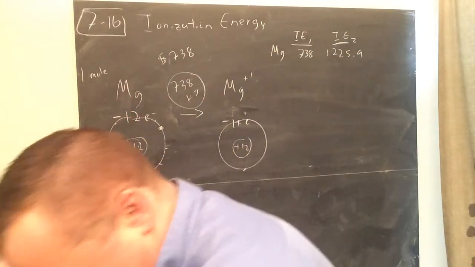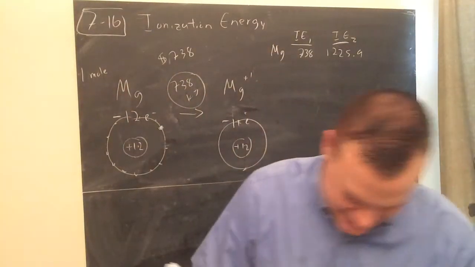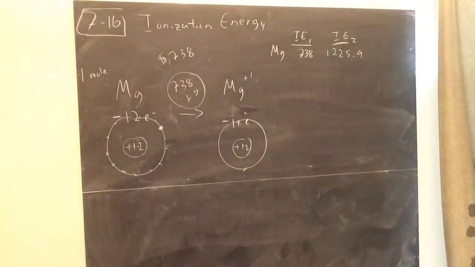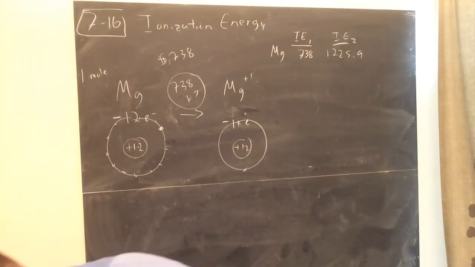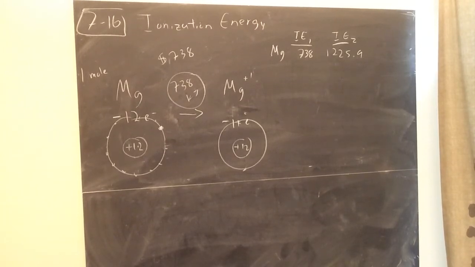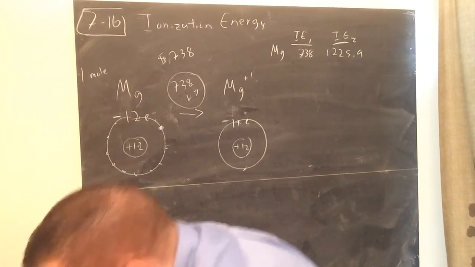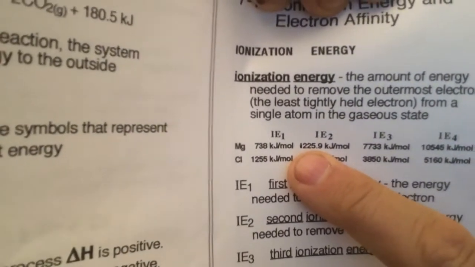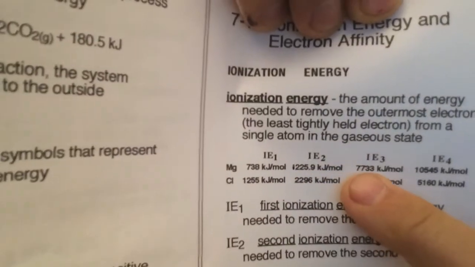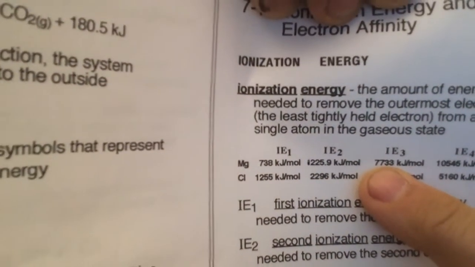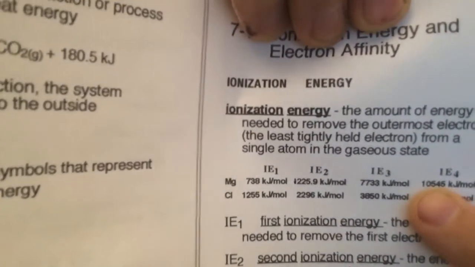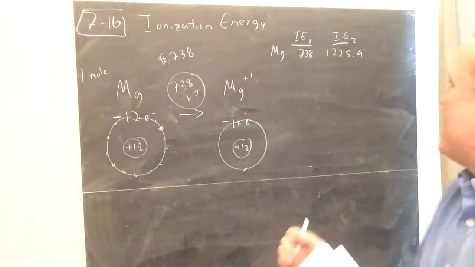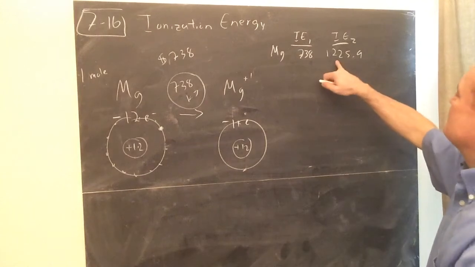Let me see if I have a pen. I can fix mine too. Oh, here it is. It's a misprint, and it's impossible too. I should have done it with red. But oh well. There it is. So it should be 1225.9. And then 7,733 for the third tooth. And for the fourth tooth, 10,546. So wow, 738 to 10,546.